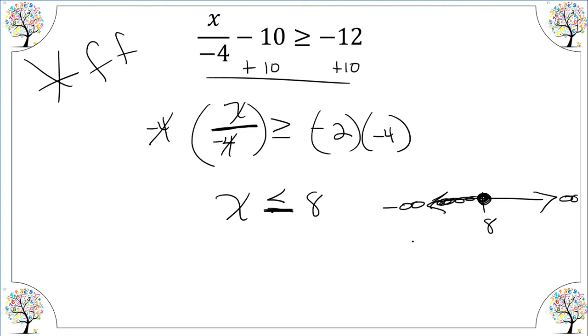So when we write this in interval notation, again, we're going to locate the shading, and it begins at negative infinity. Negative infinity is always going to be on the left side of your interval notation, just like it is on the number line. And then it goes all the way up to 8, and 8 is included, so we need a bracket.